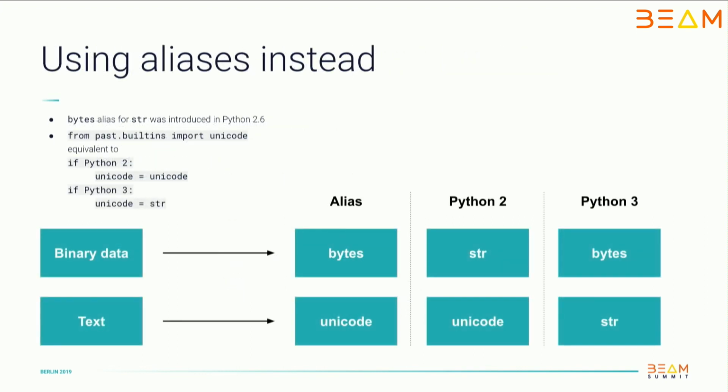So to solve this, we switched to using aliases instead. And you can see that we can get a very nice mapping of our data across Python 2 and Python 3 with this. For the binary data, we use a bytes alias, which on Python 3 is just a bytes type. On Python 2, it was introduced in Python 2.6 as an alias for the string type to make this compatibility between the versions easier. And then for text, we use the Unicode alias, which is, again, on Python 2, just a Unicode type. And on Python 3, you can import it from the Future package as an alias for string.